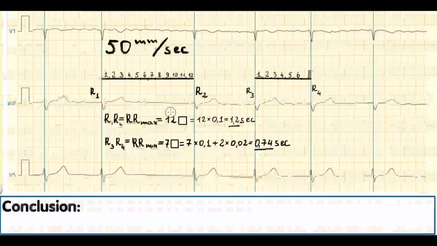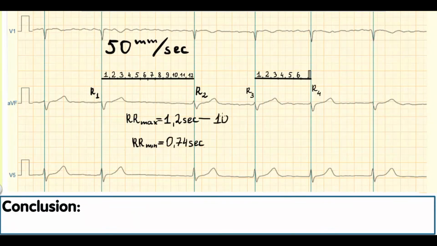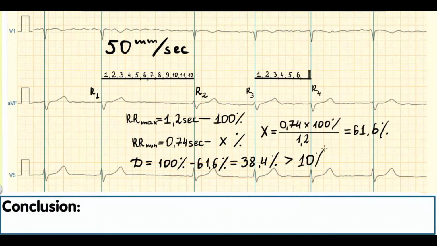Now we need to find the differences between these RR intervals in seconds. Let's make a proportion. 1.2 seconds is 100%. 0.74 seconds is X. X equals 61%. So the difference is 38%, which is more than 10%. It means the rhythm is irregular.